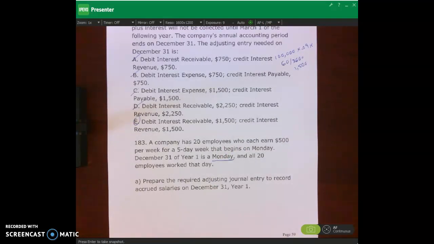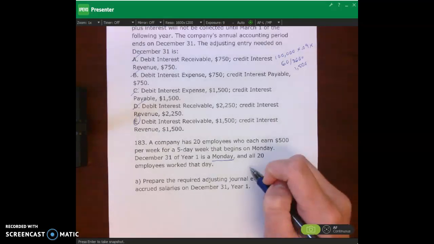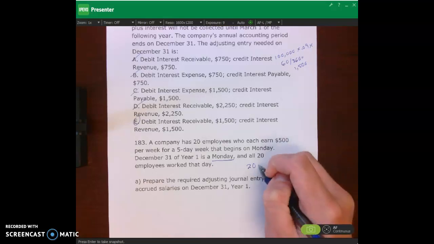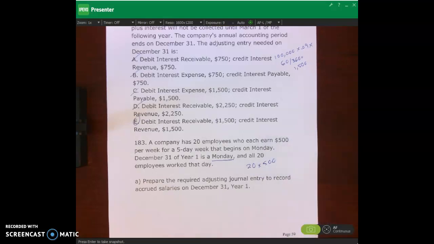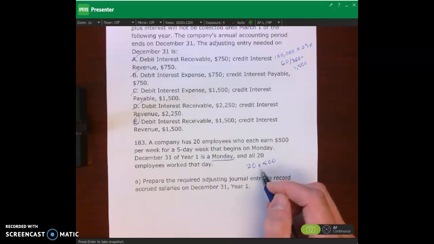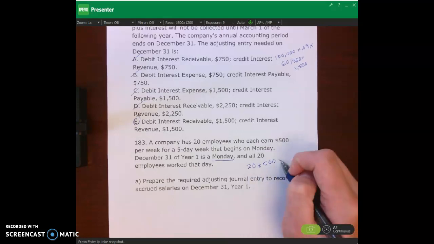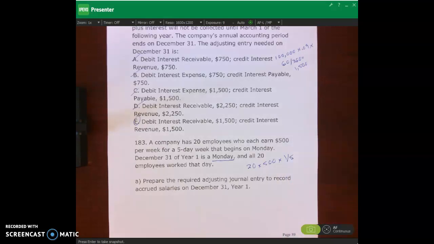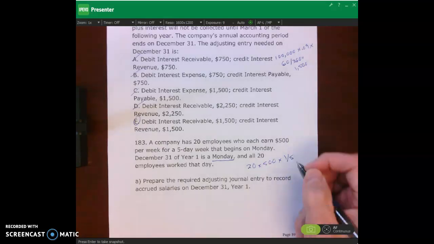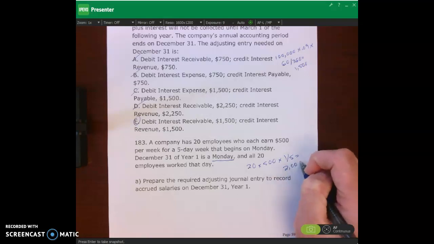So what we have to do is accrue their salaries expense for 1 day. That means debit salaries expense, credit salaries payable for 1 day's worth of salaries. So we have to figure out how much that is. Well, we got 20 employees who each earn $500 per week. So this would be their total for the week, right? 20 times the 500. And then as for 1 day, let me just say 1/5 because it's 5 working days in a week. So times 1/5, which gives us $2,000.